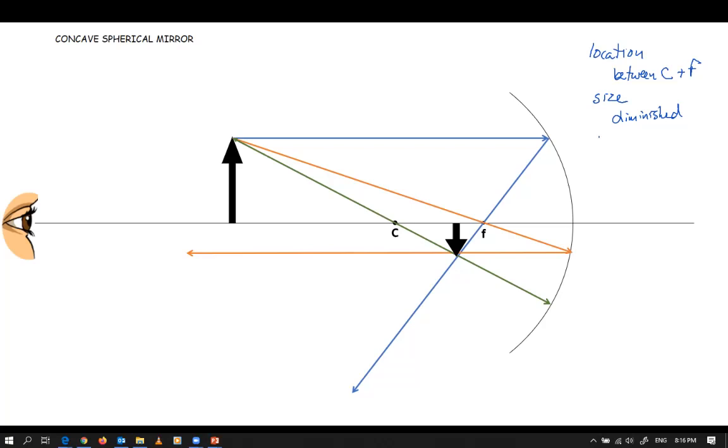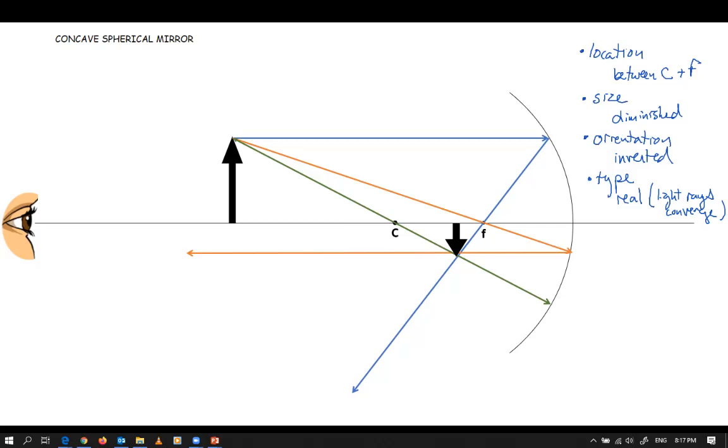We can do orientation. In this particular instance, we are going to be inverted. It's upside down. And then lastly, we have type. And in this particular instance, we're dealing with a real image because the light rays actually converge. Okay, so each time you're going to want to do location, size, orientation, and type. Okay, and you'll get into a pattern, and you can feel pretty good about that.